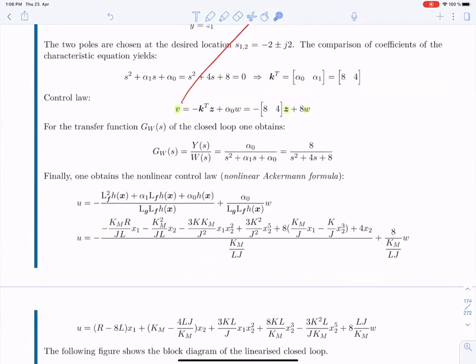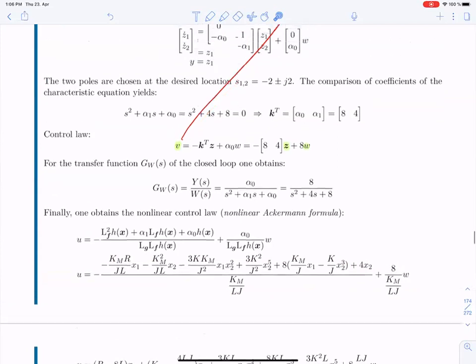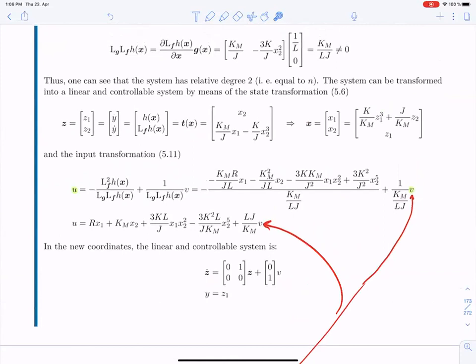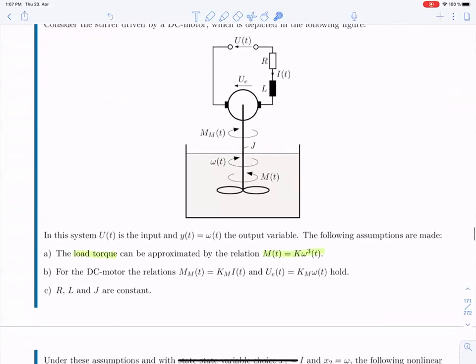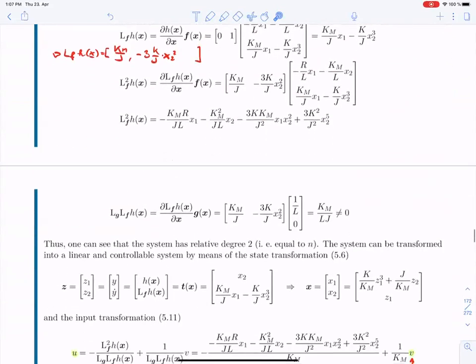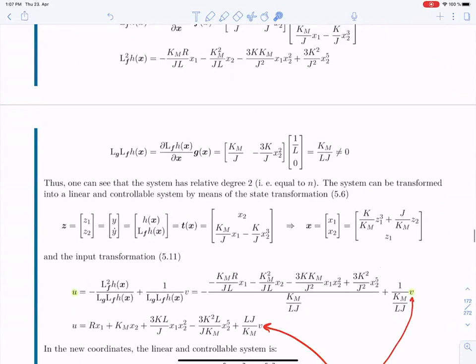Also, if you implement this on a computer, you could do it in the following way. Let me just summarize this. If you implement it on a computer, you could start with this transformation. First of all, you have your state, x1 and x2. Remember, x1 was our electrical current. x2 is omega. We assume that this is measured. And if it's measured, then we can take first of all the state transformation. Maybe let me highlight this. So this is the computer version to implement this.